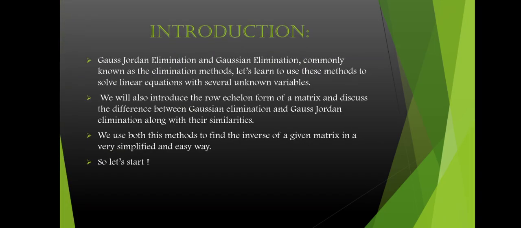Gauss-Jordan elimination and Gaussian elimination are commonly known as the elimination methods. They are used to find the inverse of matrices. Let's learn to use these methods to solve linear equations with several unknown variables. We will also introduce the row echelon form of a matrix and discuss the differences and similarities between Gaussian elimination and Gauss-Jordan elimination. We use both these methods to find the inverse of a given matrix in a very simplified and easy way. So let's start.